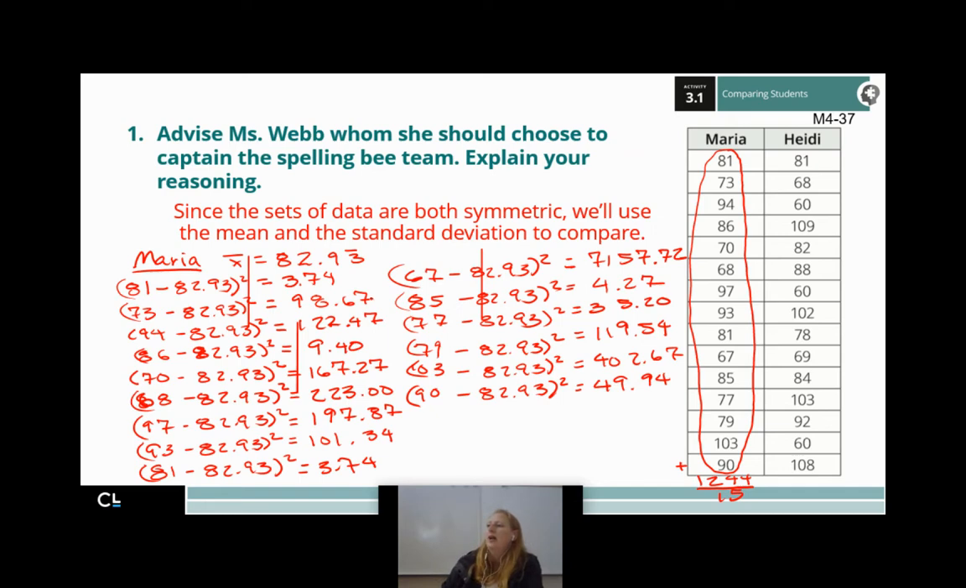All right, we have all of our deviations, but in order to find the standard deviation, we need to add them all up. So I'm going to add all these up. 3.74 plus 98.67 plus 122.47 plus, I feel like this one's wrong.